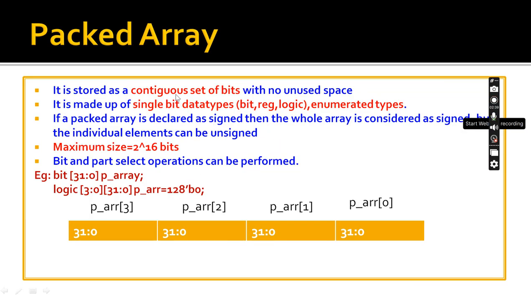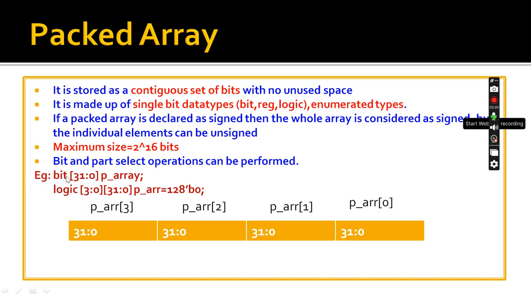In a packed array, the data bits are stored in a contiguous set of bits with no unused space. And it is made up of single bit data types like bit, reg, logic or enumerated data types. Now, if we declare the packed array as signed, the whole array will be considered as signed, but the individual elements may be unsigned also. And the maximum size of a packed array is 2 to the power 16 bits. In using a packed array, we can do bit and part select operations.